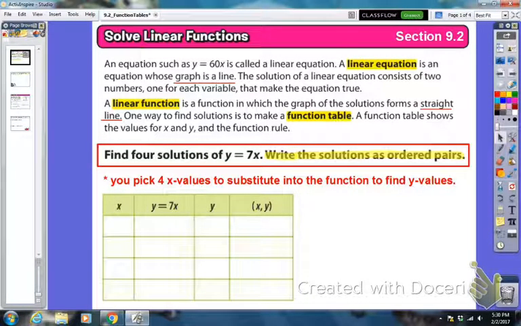This is section 9.2 on linear functions. We're going to talk about different ways to come up with solutions to a function using a function table and how to graph your solutions on a coordinate plane.